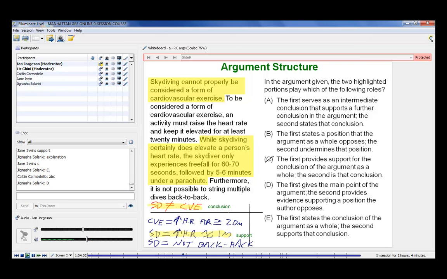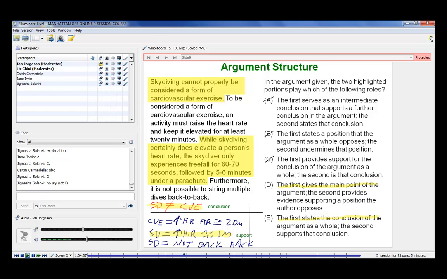So B says the first states a position that the argument opposes. That's wrong. A says intermediate conclusion. That's interesting, intermediate conclusion. But notice what they continue to say, that supports a further conclusion. Well, that's wrong, right? It's not supporting a further conclusion. It's the final conclusion. Okay, take a look at answer choices D and E. D and E just say the first gives the main point, the first states the conclusion. That means the same thing. Main point, conclusion means the same thing. We got to keep both.